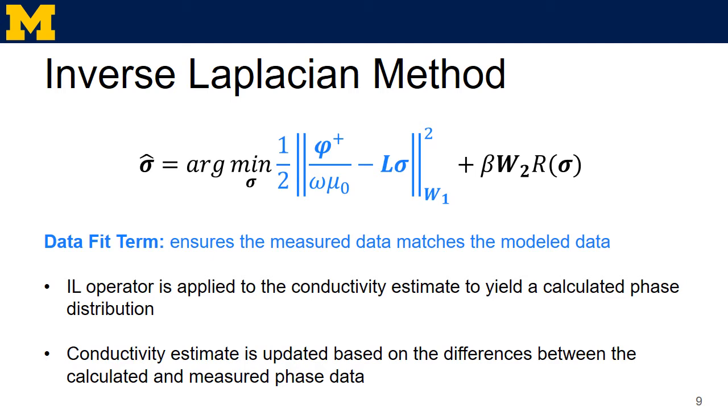So if we break down this estimator into two parts, the first is the data fit term, which is going to ensure that our measured data on the MRI scanner matches the modeled data. So to begin, we pick a distribution for sigma, and we multiply that by our inverse Laplacian operator L to get a calculated phase distribution. We compare that calculated phase to the measured phase phi plus, and we update our estimate of conductivity based on those differences.